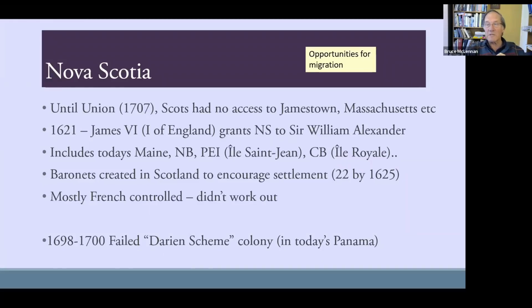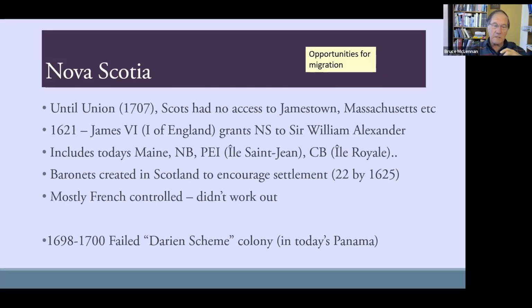And by 1625, there were 22 of these people who were previously knights or various nobility, but also people who had money. You know, money speaks a lot. People who'd made money in various ventures. It didn't work out too well. The French really put paid to that and hassled them to get out, and they didn't make much of a go of it. But that was the idea.